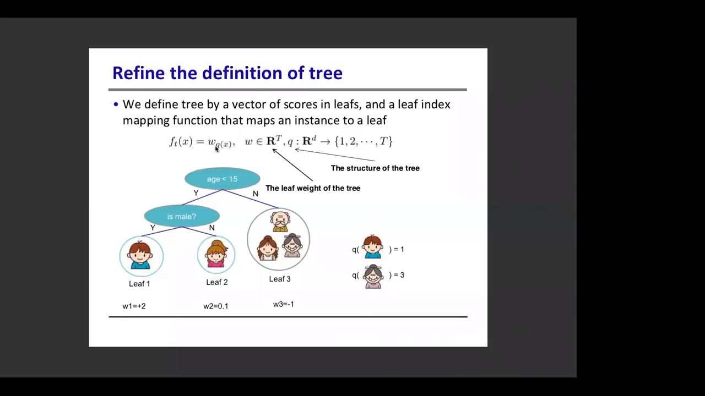So for x, we go with the splits, then we reach here, correct? Those are the various values of x that take us to the leaf, and eventually what we get is the weights. So for each x, the weight is going to be different. So this is what a tree is: we define a tree by a vector of scores in the leaves and a leaf index mapping function that maps an instance to the leaf. The score on the leaf is the weights, and the q function, and so on. So that's what a tree is.